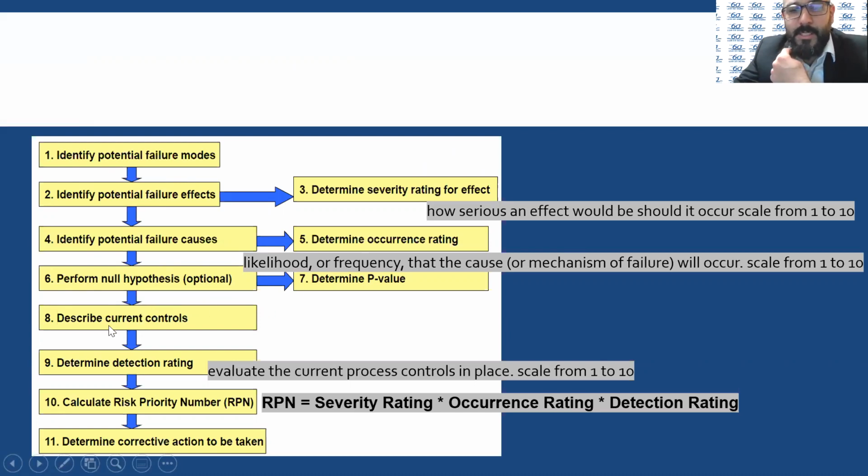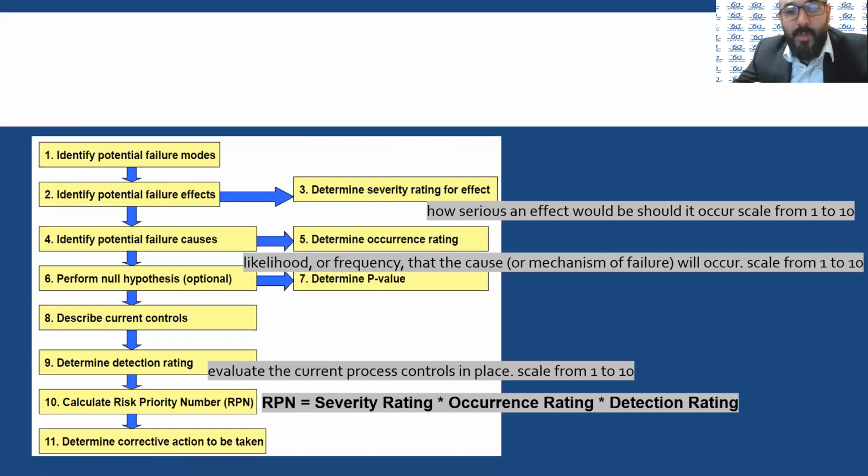Going to the 8, describe the current controls. What do you have? Some steps and procedures to control this failure if it happened. Number 9, determine detection. How good is your system in finding or detecting these issues? Evaluate the current process control in place. Scale from 1 to 10 as well.